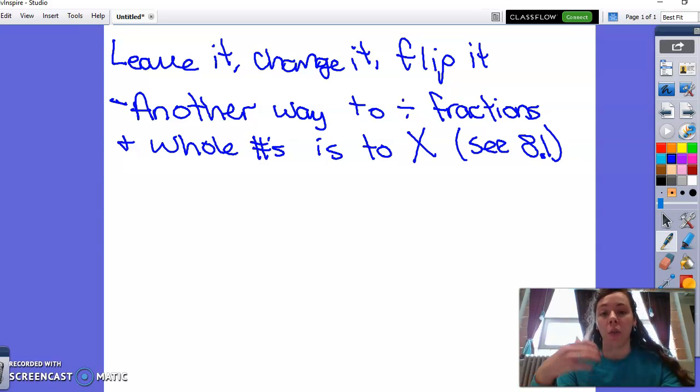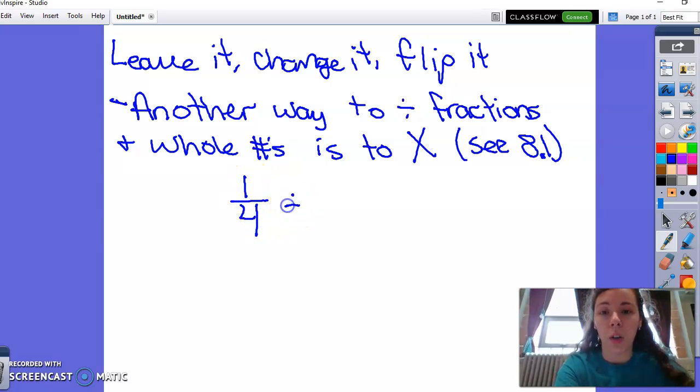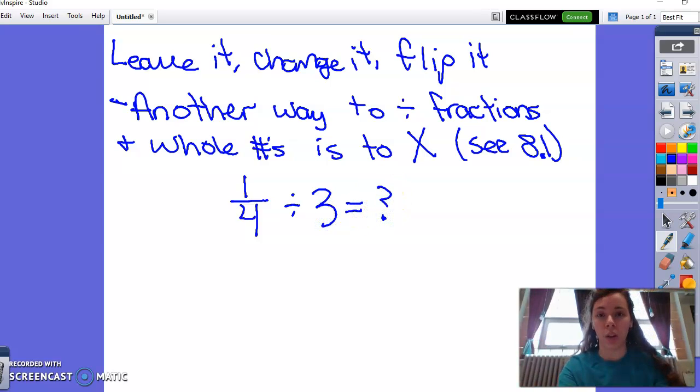Okay. So keeping this in mind, another way to divide fractions and whole numbers is actually to multiply, to do the opposite. But there's a couple other things we have to do when we do that, and that's where the leave it, change it, flip it comes in. So if I had an equation that looked like this, 1/4 divided by 3, what would that equal? And we know how to go ahead and do this.